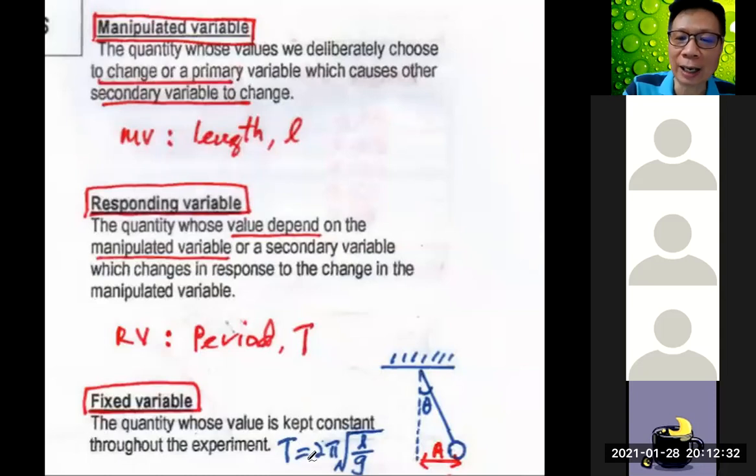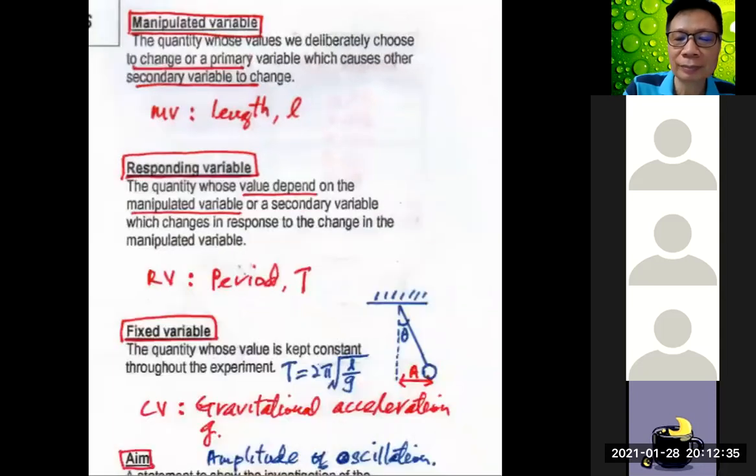Okay, actually, you see what is the answer? The fixed variable, constant variable, should be the gravitational acceleration g, the gravity. Gravity will affect the result. How to fix the gravity? You carry out the experiment at the same spot, same position. Same spot means the gravity never changes. So we have to fix the gravity by doing the experiment at the same position.